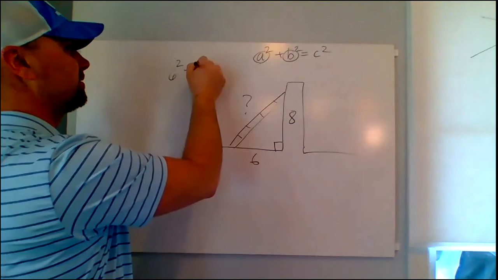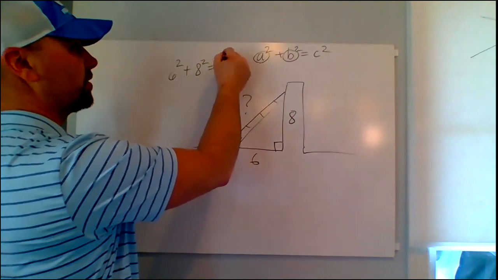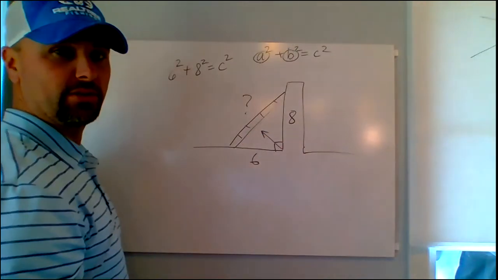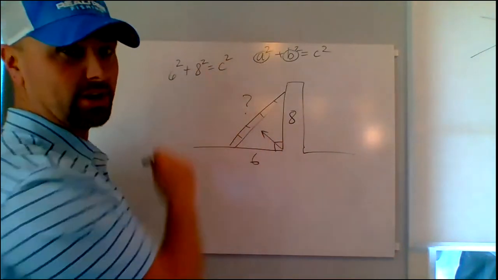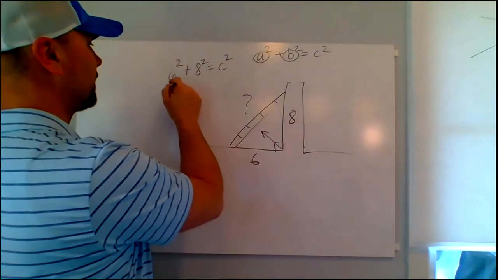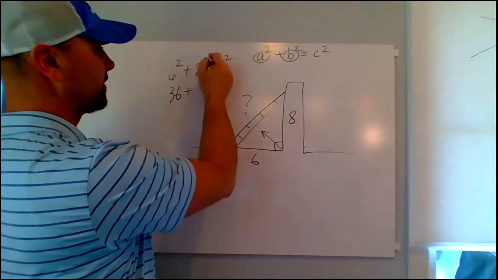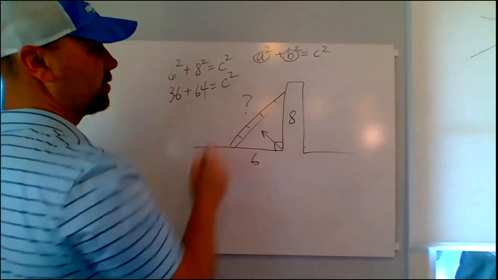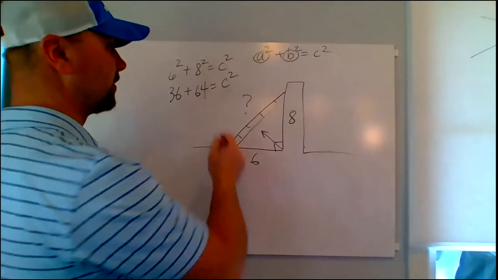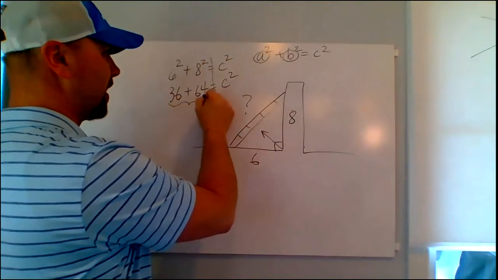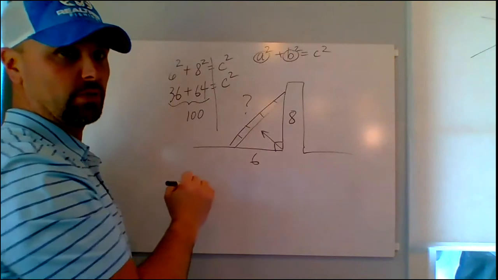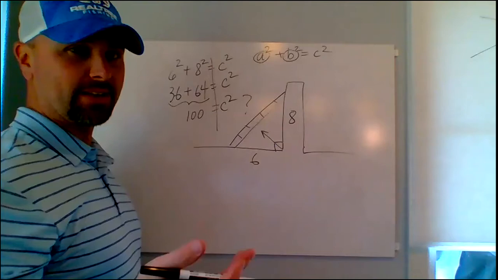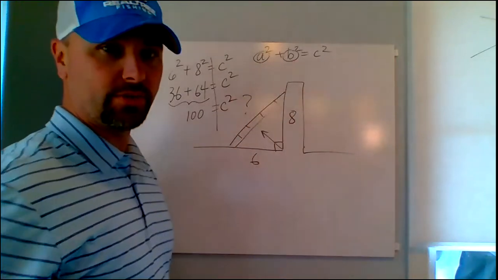6 squared plus 8 squared equals, this is the hypotenuse, okay? It's across from the right angle. That's what I don't have. So 6 squared, 36, plus 8 squared, 64, equals the side squared that I don't know. Combine, 100 equals C squared.